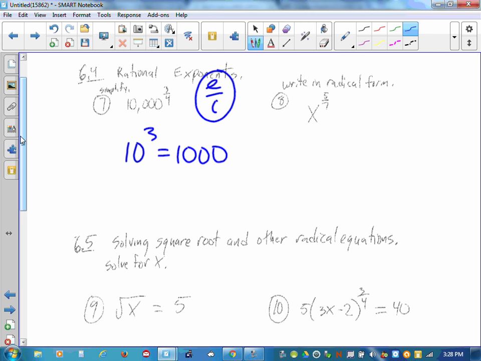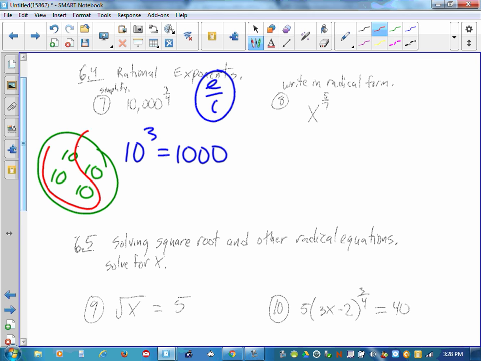Another way to think about it is what is 10,000? A 10,000 is 10 times 10 times 10 times 10. So I threw all the tens into a multiplication bucket there. So 10 times 10 times 10 times 10 makes 10,000, and I want 3/4 of those tens. So if I do 3/4 of the tens, that means I have 1, 2, 3/4 of them.